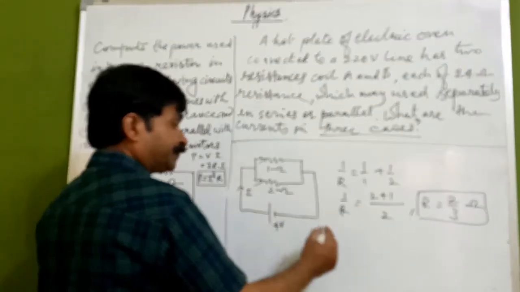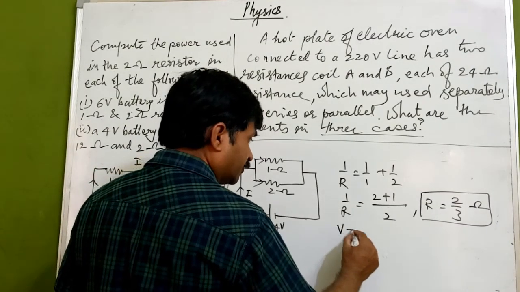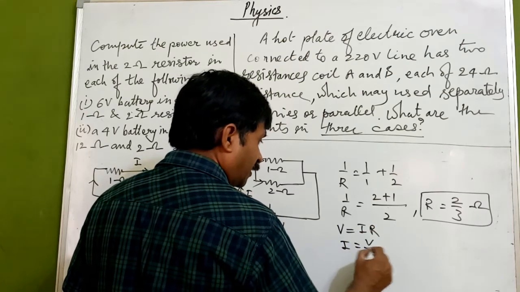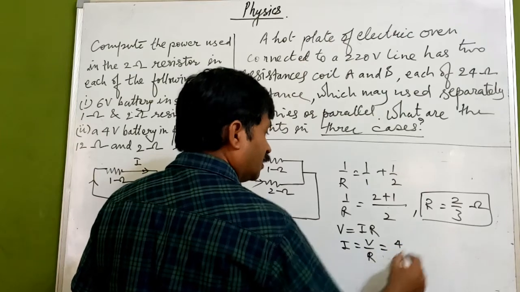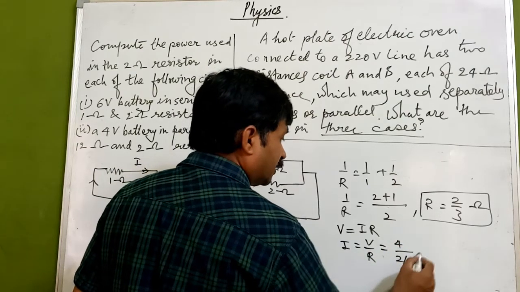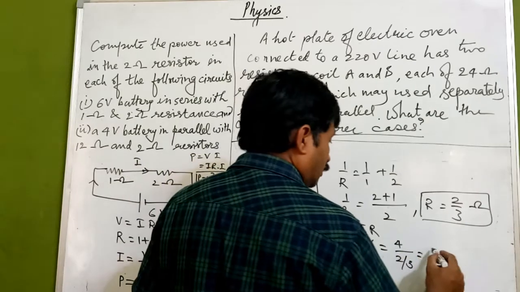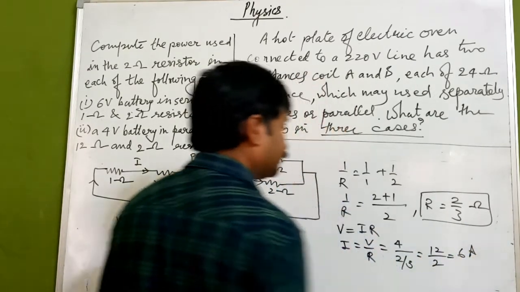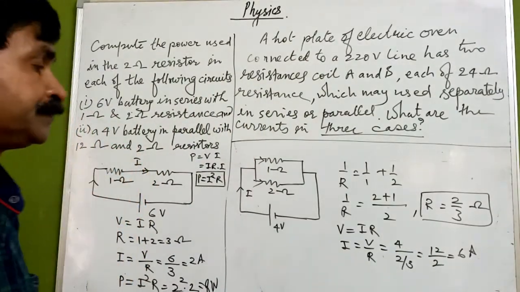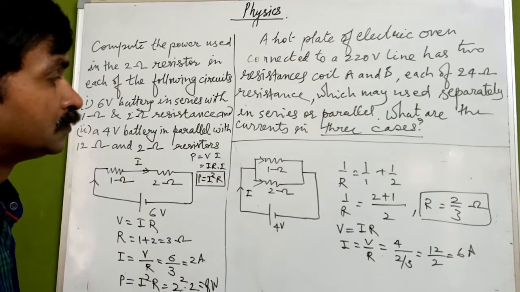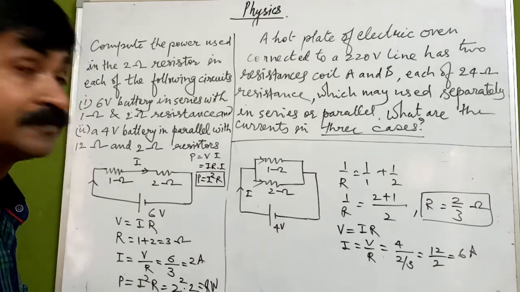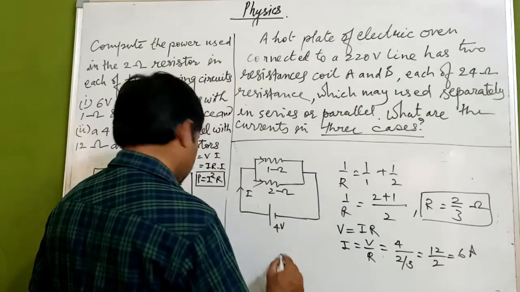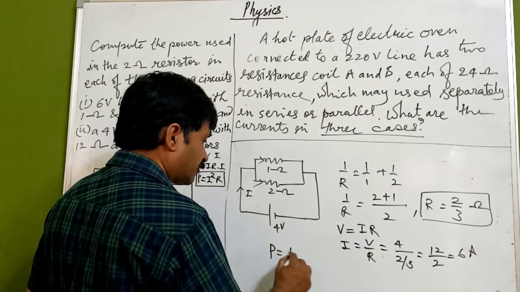Now the 4 volt. We know that V is equal to I into R, so we have to calculate I, which is V upon R. Now V is 4 volt divided by resistance 2 upon 3. It is going to be 12 upon 2, which is 6 ampere. We have got the value of current, which is 6 ampere. Okay. Now we want to know the power, and for power again we go with I square R.